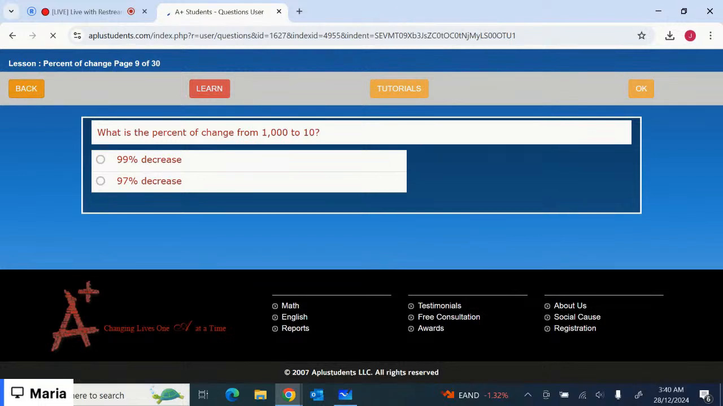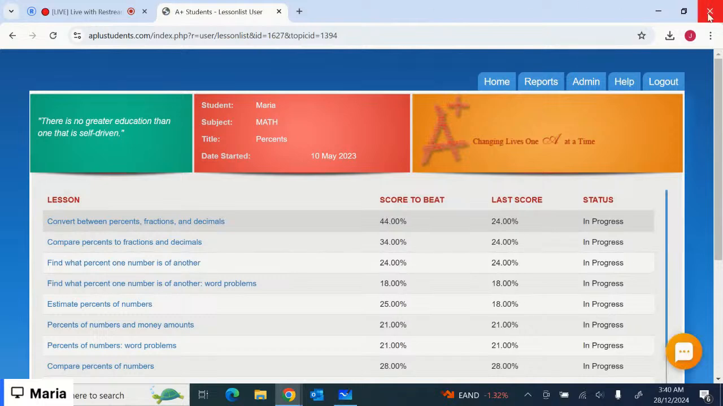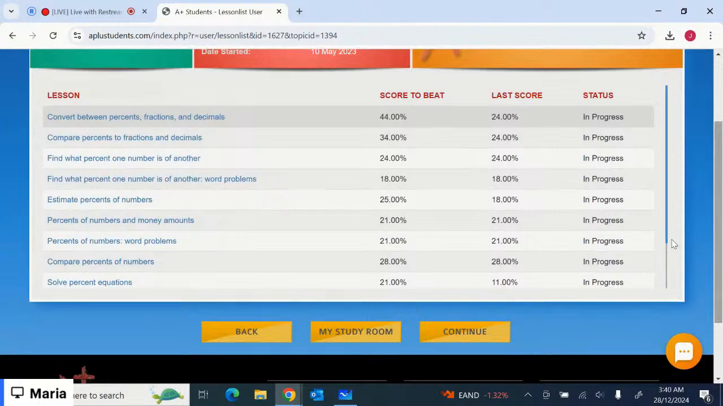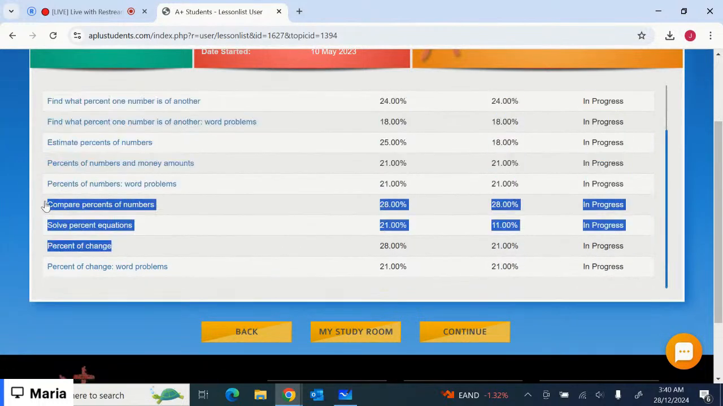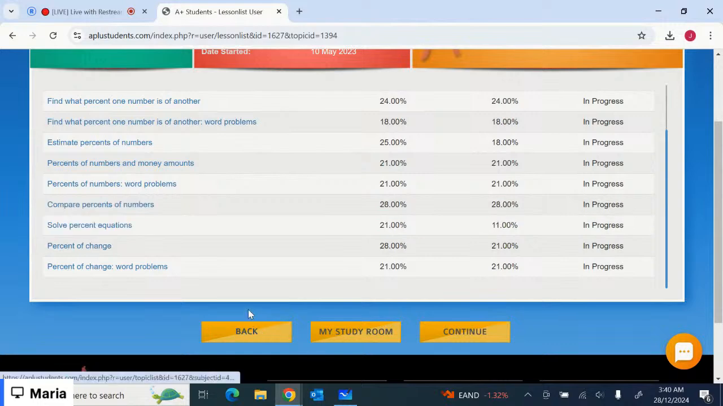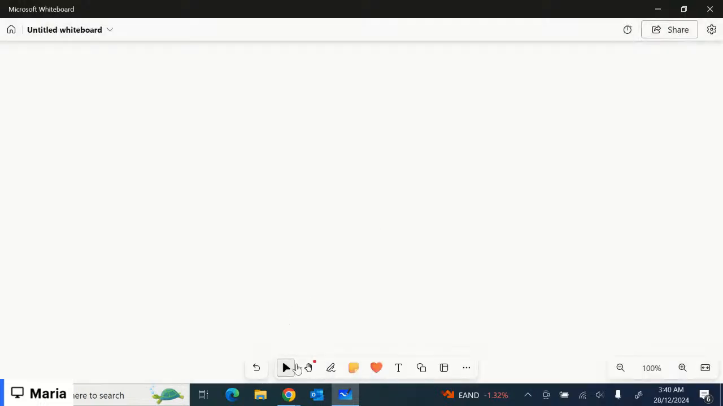Okay, you can complete the lesson by yourself later today. So we were working on grade 8 math. The chapter we were working on is percents, and the lessons we have covered today are comparing percents of numbers, solving percent equations, and percent of change. So please make sure before the next session you complete all the practice questions for the lessons we just did. That is your homework until the next session.